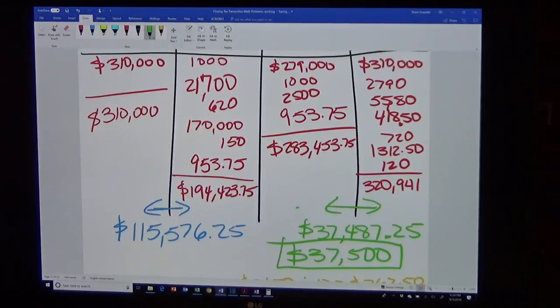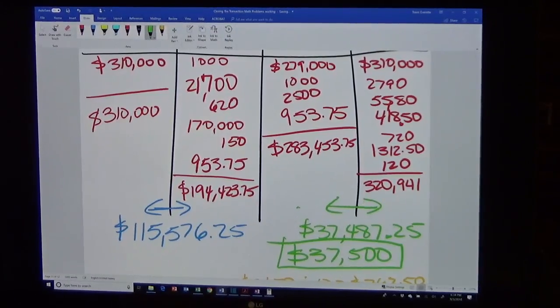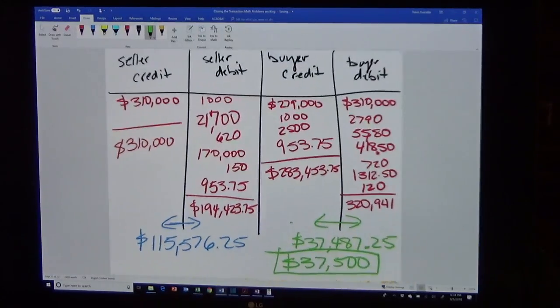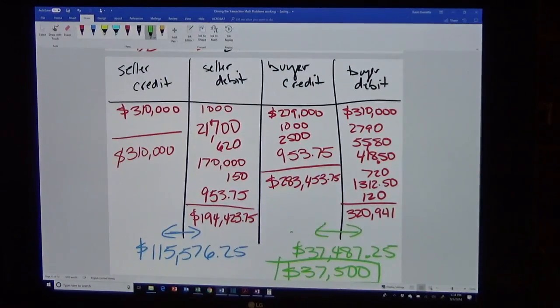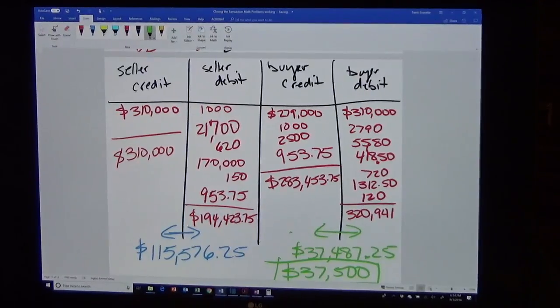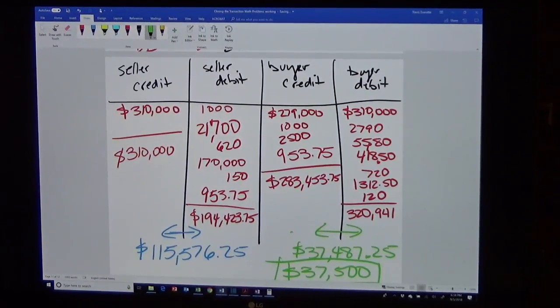Obviously, there is a lot of work involved in answering one of these closing statement questions. So you're only going to spend your time doing this if you've completed everything else on the test. But make sure you do understand the math involved with doing these, because it is going to show up again and again.